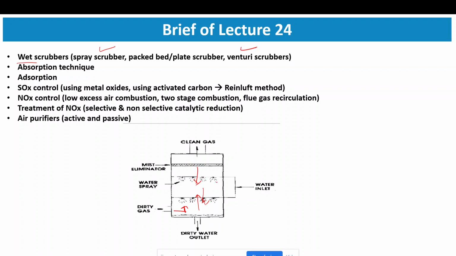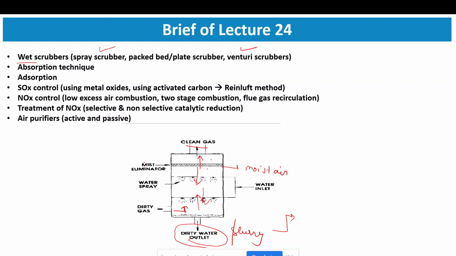It can also trap some amount of water from the spray. So to eliminate that, you have this mist eliminator. Here it will be moist air, and that moist air will pass through this mist eliminator to give you clean air. Further, you can collect this dirty water or slurry, and then you can have further sedimentation if you want to separate or collect the particles.